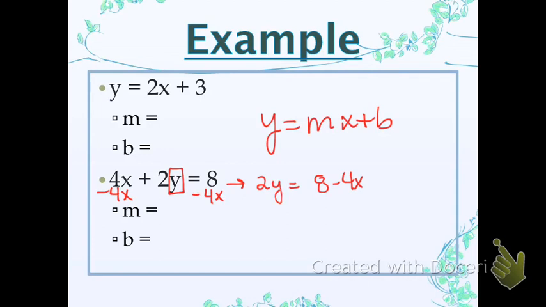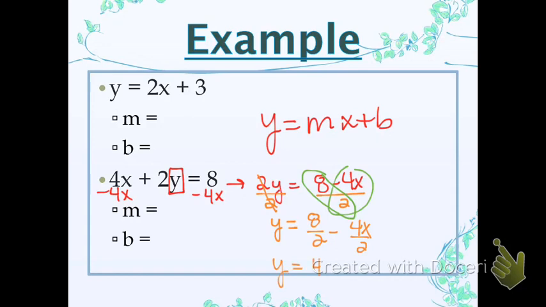8 and 4x are not like terms, so I can't put them together. That's as much as I can do there. And then I still don't quite have the y by itself yet because of the 2, so I'm going to use the inverse there and divide both sides by 2. 2 divided by 2 is 1. 1 times y is y. And then here, think of this as like two separate problems. It's like 8 over 2 minus 4x over 2, and then we'll reduce those. So 8 over 2 is 4, and 4 over 2 is 2.